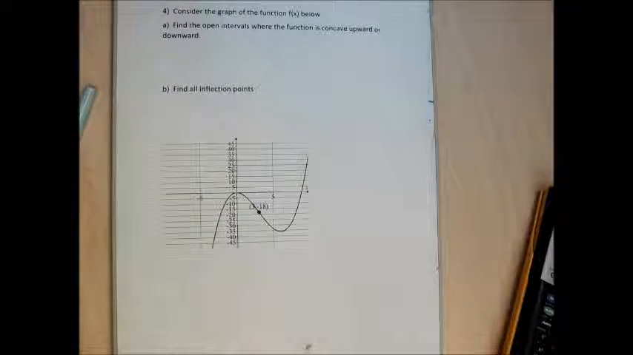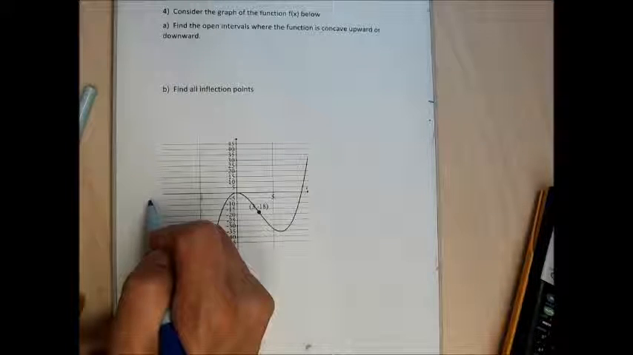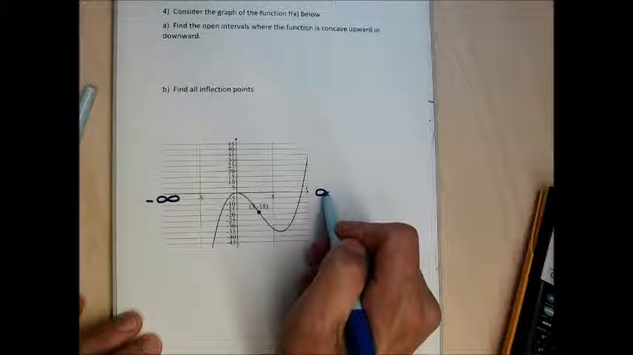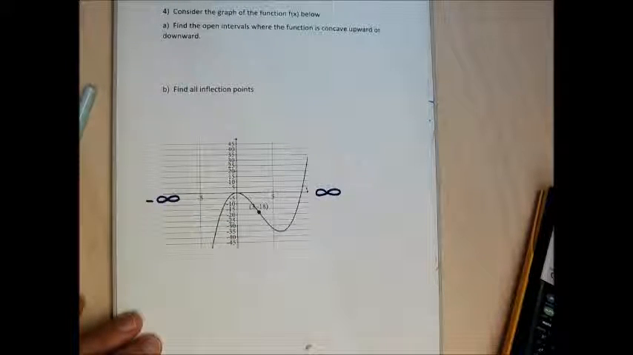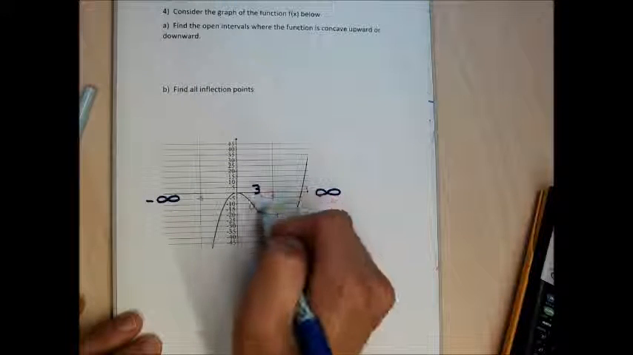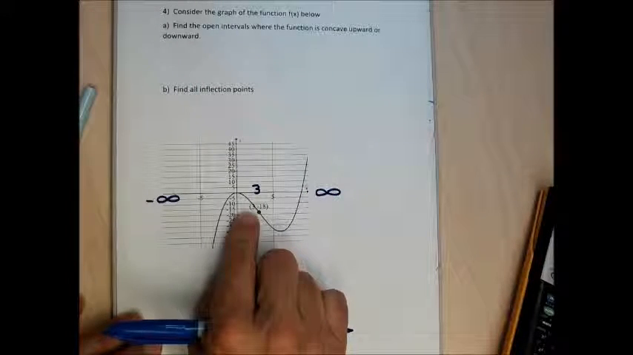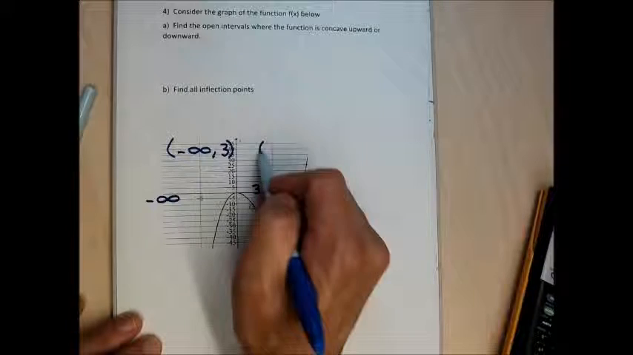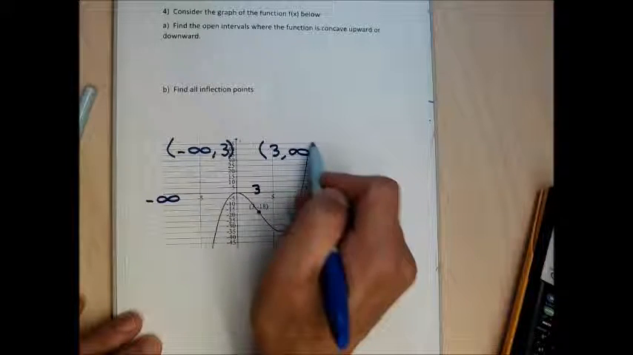4 is a friendly problem. 4 gives me a graph, and it just asks where the graph is concave upward, concave downward, and where the inflection point is. And it really nicely only gives me 1 point marked on the graph. And just like I did for increasing and decreasing, I'm going to mark up my graph. On the far left edge of the x-axis, I'm going to put negative infinity. On the far right edge, I'm going to put positive infinity. And between the infinities, I'm going to put the number 3, which is the x-coordinate of this point. And I'm going to create the intervals from negative infinity to 3, and from 3 to infinity.